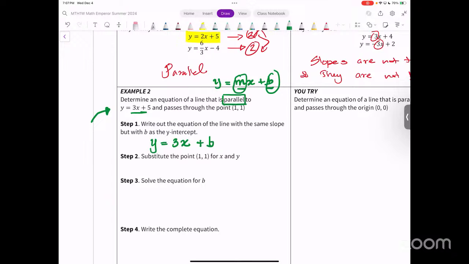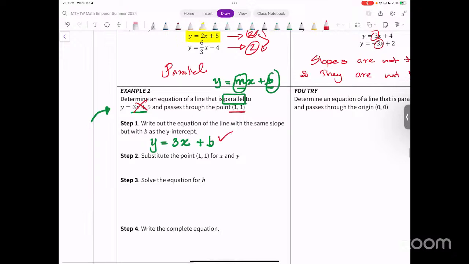What we want to do is find the y-intercept, using the additional information. The additional information given to us is that the new line, not this line, this line, goes through the point (1, 1). When they say going through, it means it has the coordinate (1, 1). In other words, on the equation, when x is 1, y is 1. So we're going to substitute that.